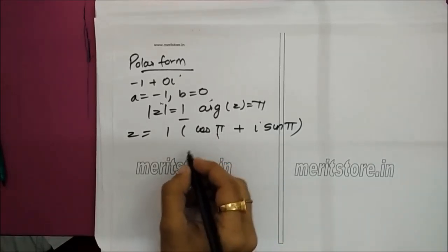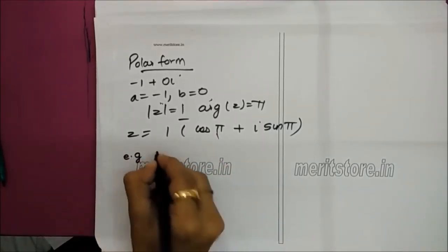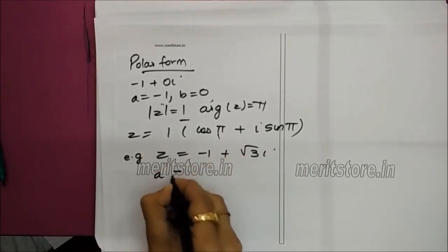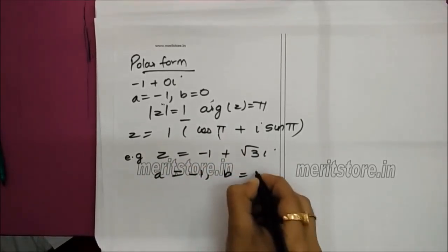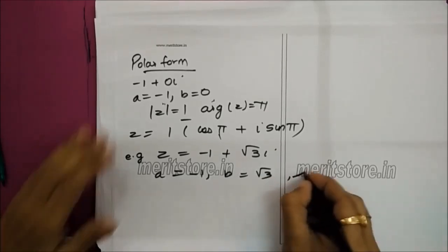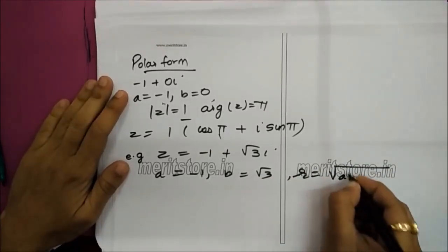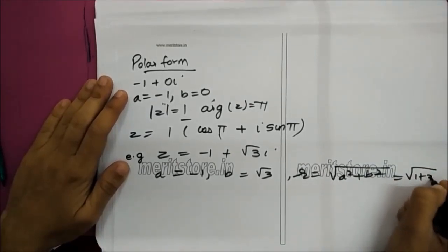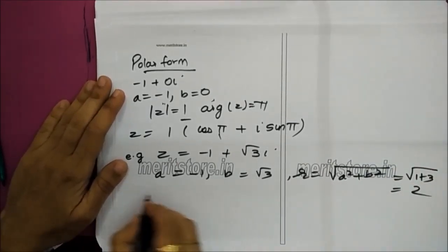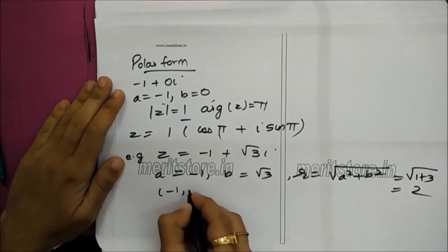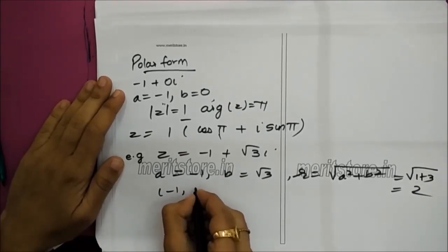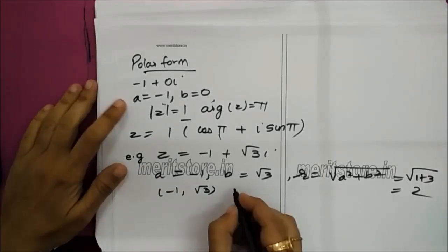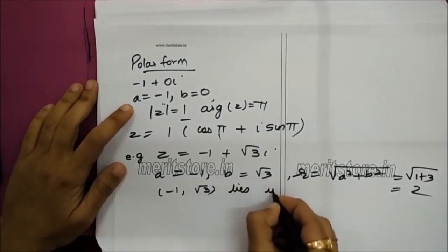Let's say one more example, z is equal to minus 1 plus root 3i. So your a is minus 1, b is root 3. You will find your r, a square plus b square, that is 1 plus 3, that is equal to 2. Now here, minus 1 comma root 3, definitely it lies in which quadrant? Second quadrant. We discussed.